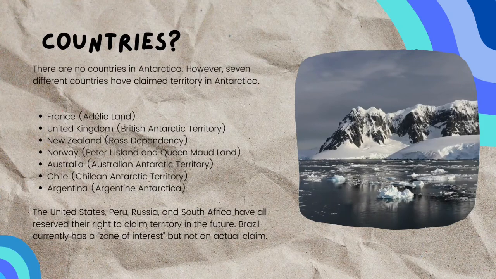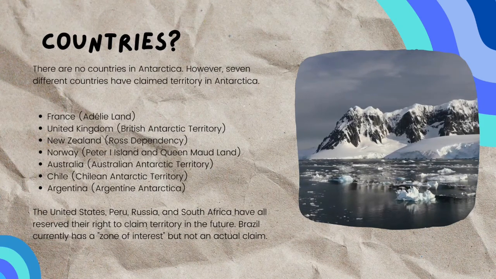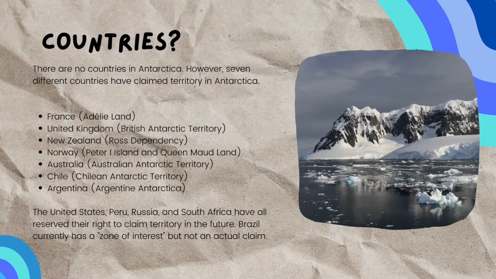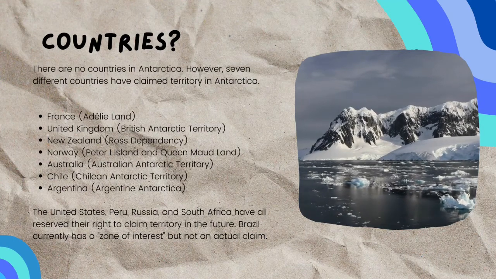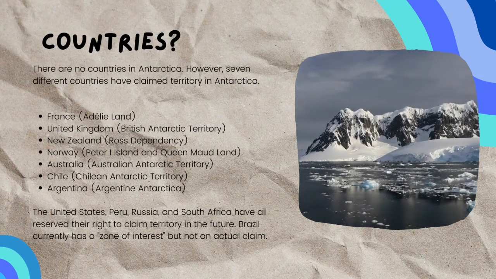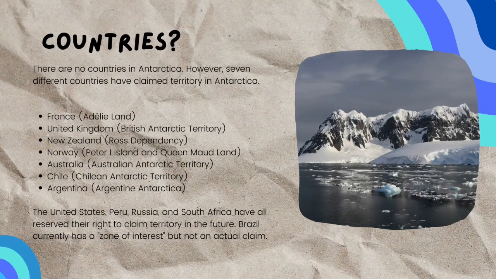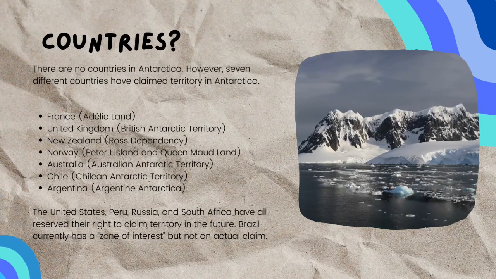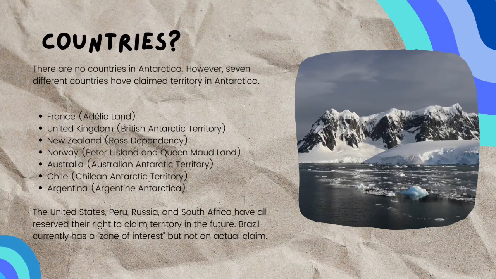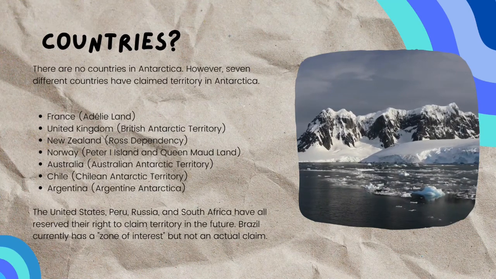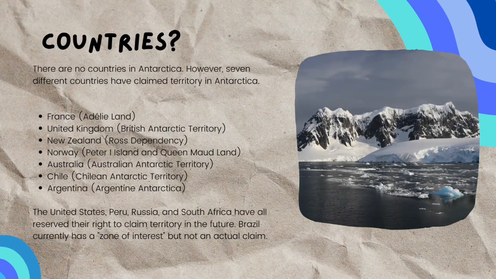How many countries are in Antarctica? Technically, zero. There are no countries in Antarctica. However, seven different countries have claimed territory in Antarctica. The seven nations that have territorial claims in Antarctica are France, United Kingdom, New Zealand, Norway, Australia, Chile, and Argentina.